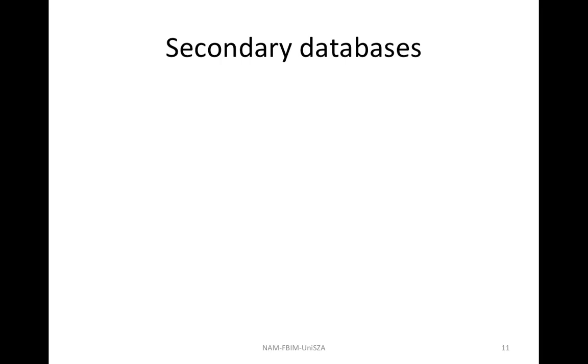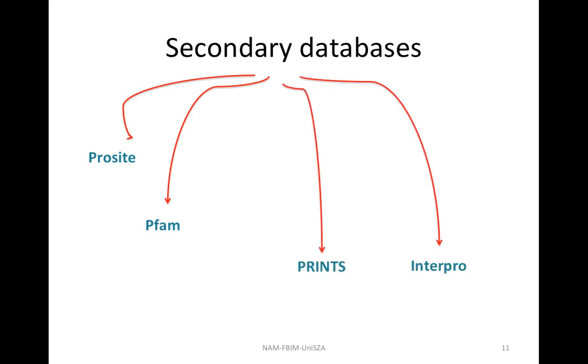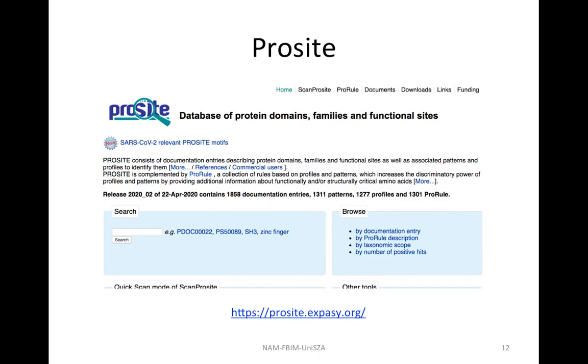Now we move to the second category of biological databases, which is the secondary database. A secondary database refers to a database that stores annotated sequences obtained from different techniques. Examples of secondary databases are Prosite, Pfam, PRINTS, and InterPro. So let's have a look at each of them.